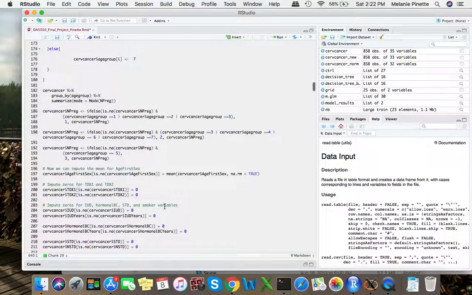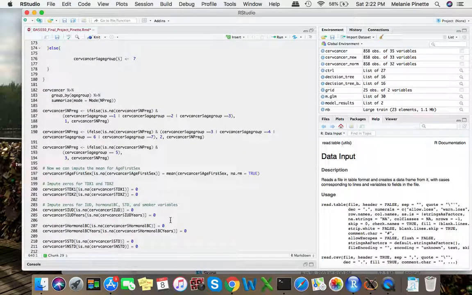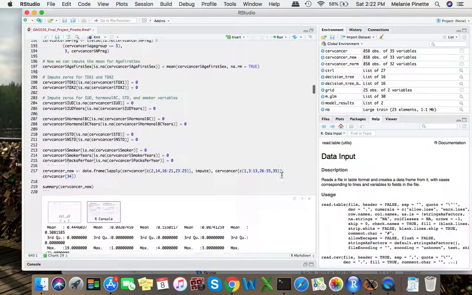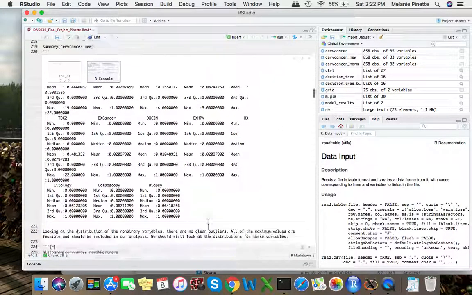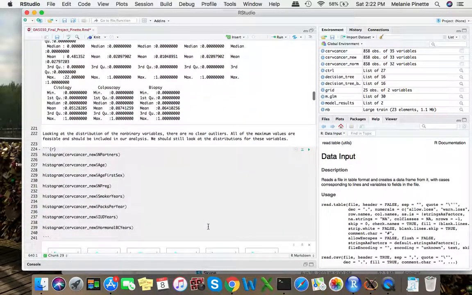And then we impute zeros for time since first and last diagnosis, and a slew of other variables that have a minimum of 1, which might imply that missing values might actually be people who have not been diagnosed with an STD or do not use birth control or who have never smoked. And we also see an imputation for the mean age since first sexual intercourse. Okay, and then looking at the distribution, it looked like all of these NAs were fixed and imputed correctly.